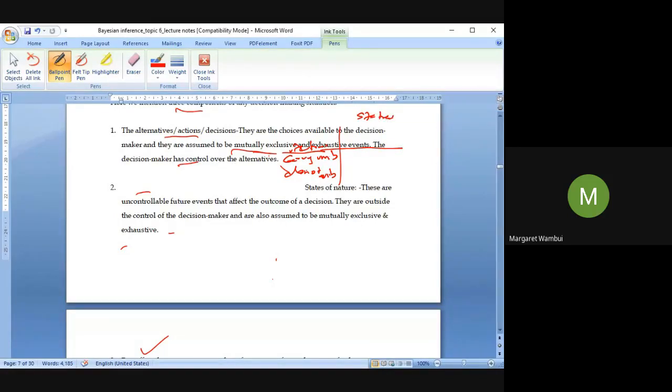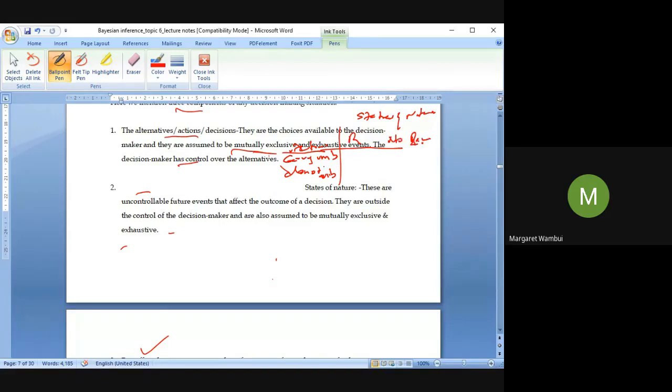Remember, we said the actions are controllable. You can control them. They're in your hands. What about the state of nature? Raining and not raining is not in your hands. So here, there will be rain and there will be no rain.